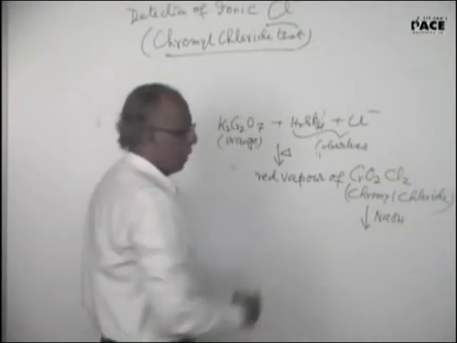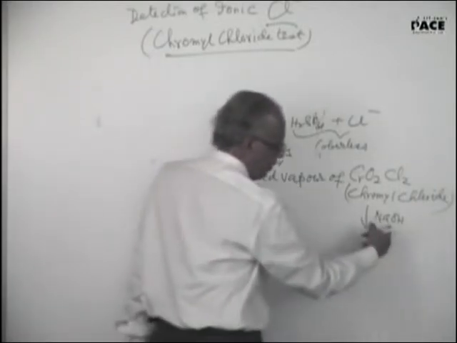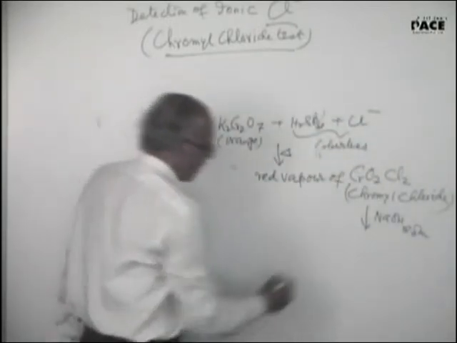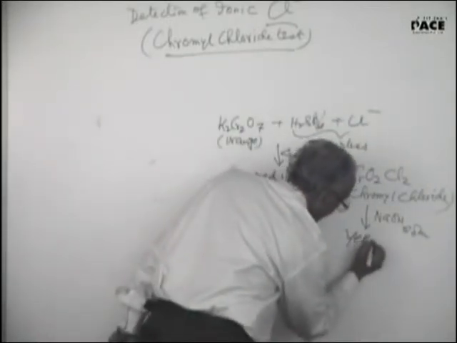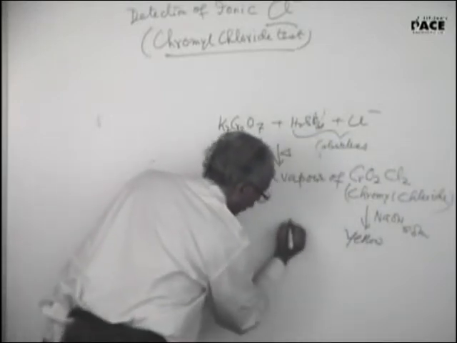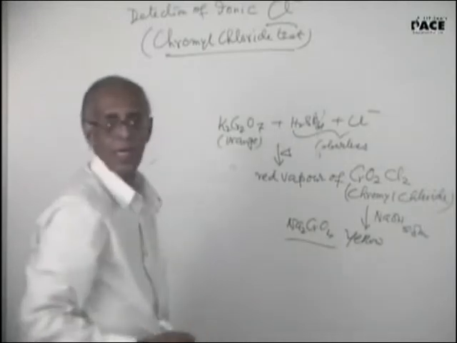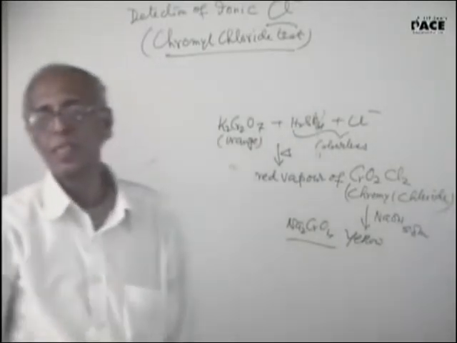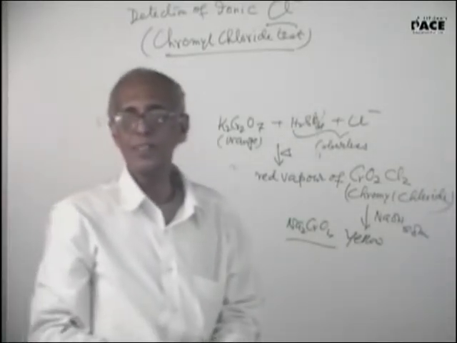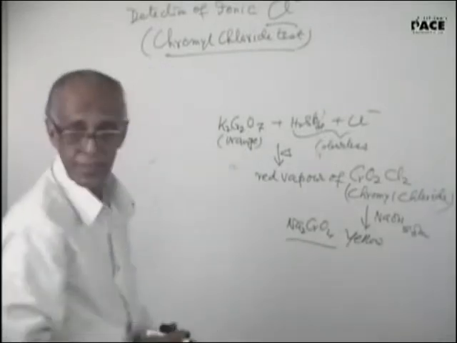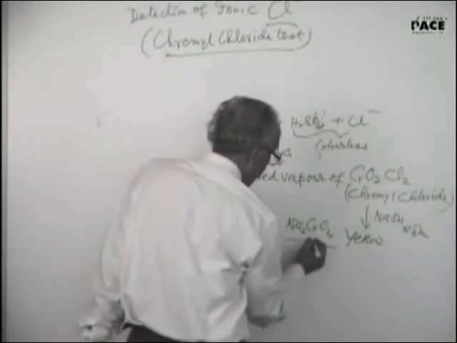When you pass the vapor into sodium hydroxide solution, it becomes yellow due to formation of sodium chromate. Chromyl chloride converts into sodium chromate, sodium chloride, and water. And sodium chromate is yellow.